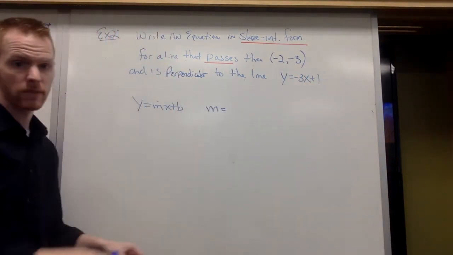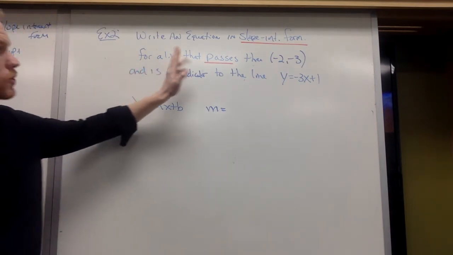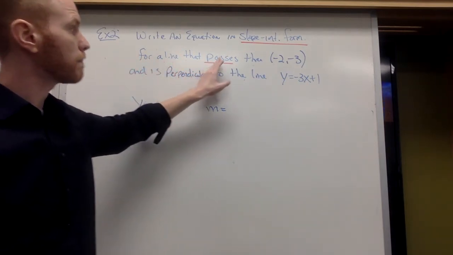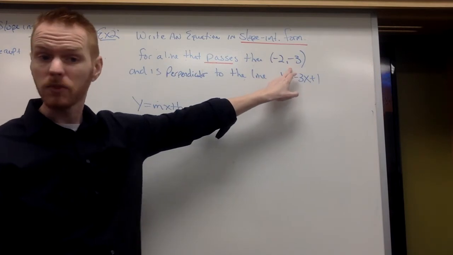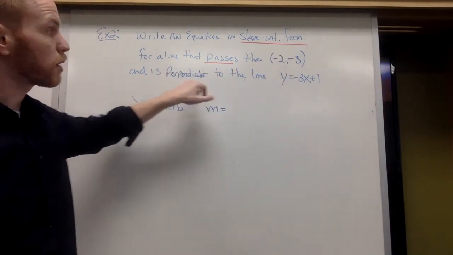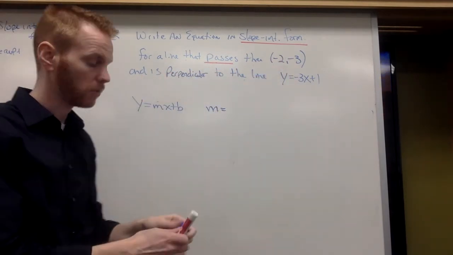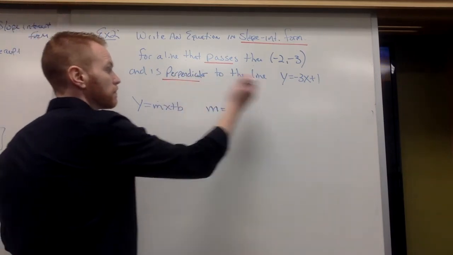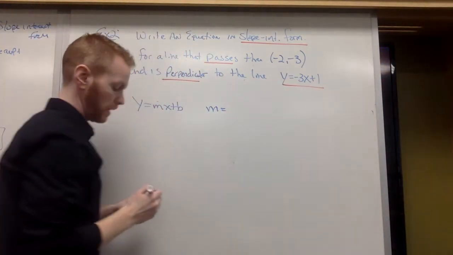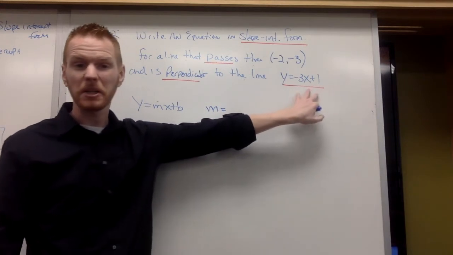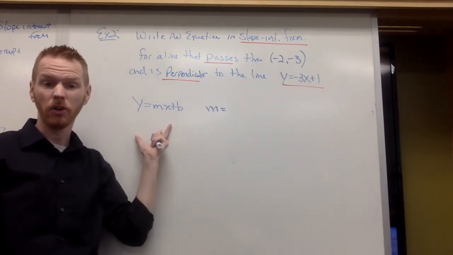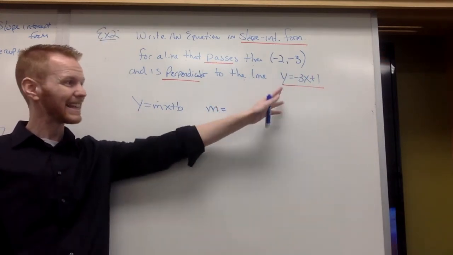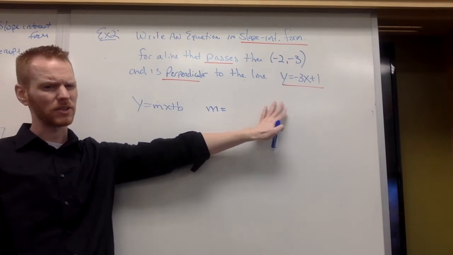New problem. Write an equation in slope-intercept form for a line that passes through this point, (-2, -3), and is perpendicular to this line. Okay. Key point being perpendicular to that line there. And once again, this is just something to compare the line that we don't know to. That's all this is there for, and it's to help us find slope.